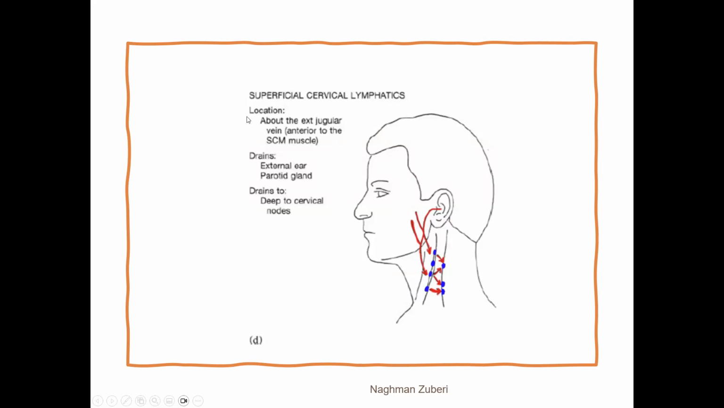Superficial cervical lymphatics. Their location is about the external jugular vein, anterior to this is the sternocleidomastoid. So they are situated anterior to the sternocleidomastoid muscle. They drain the external ear and parotid gland, and then they are being drained into the deep cervical lymph nodes, which are lying posterior to the sternocleidomastoid muscle.